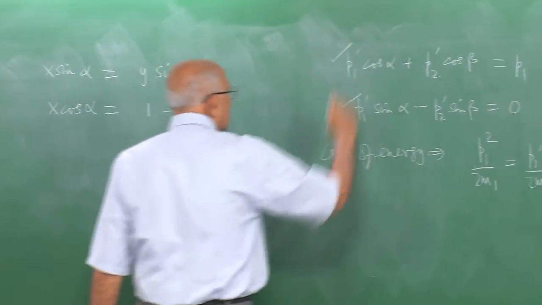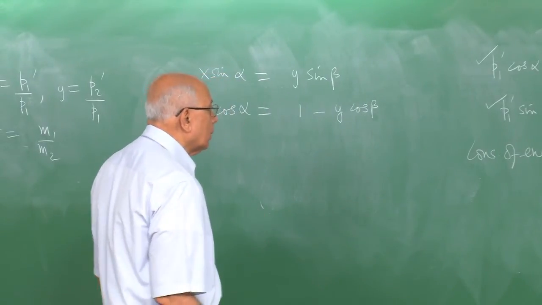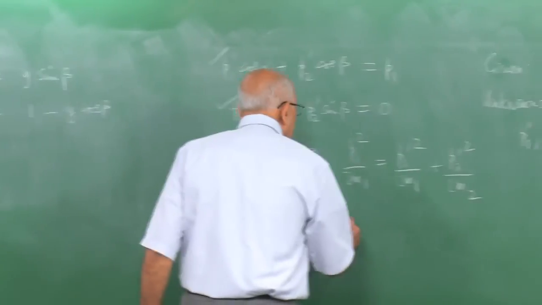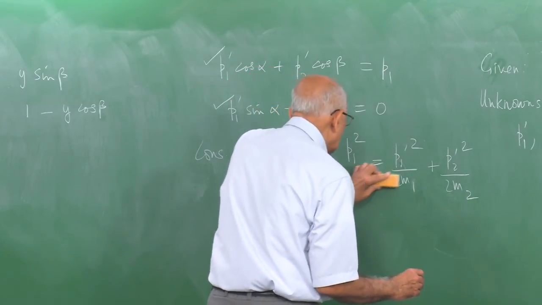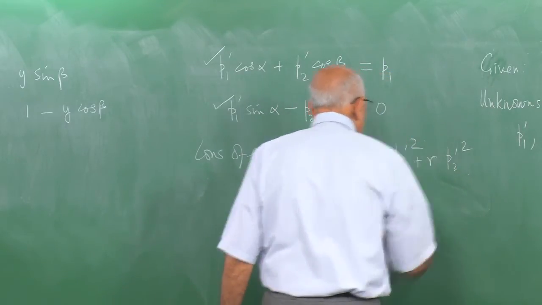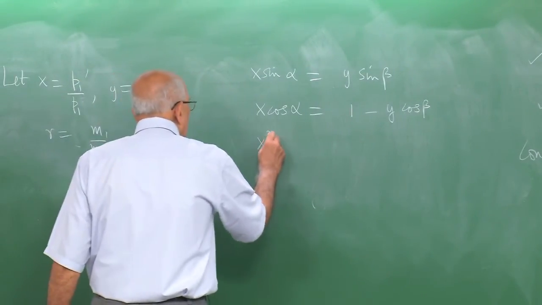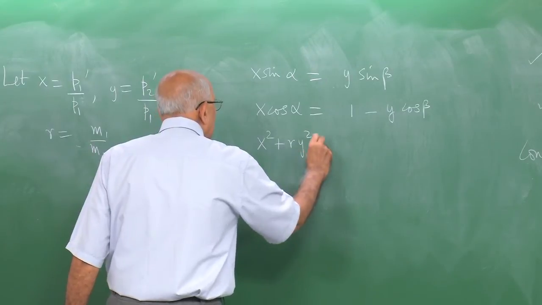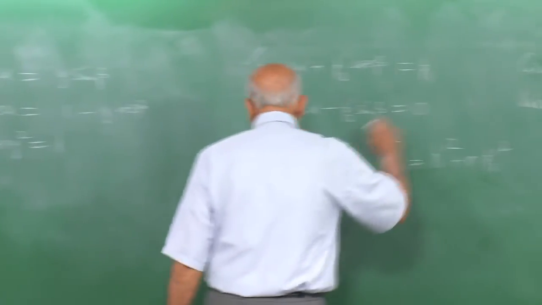That takes care of this equation. And what does this equation give you? It says P1 squared, I divide by P1 squared all the way through, so let us multiply through by m1 and remove the 2, so this goes away, and you have plus r out here, and I divide through by P1 squared, so it says x squared plus r times y squared equal to 1. Those are the three equations, and that takes care of all the three equations that we put in.